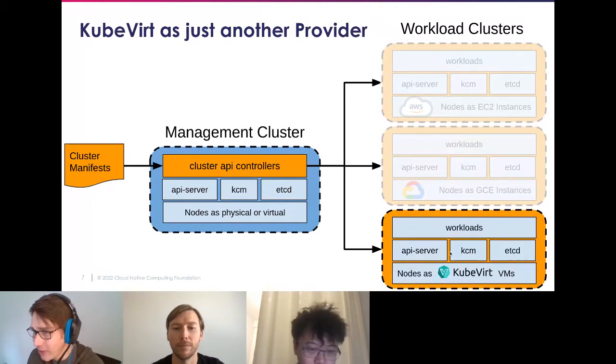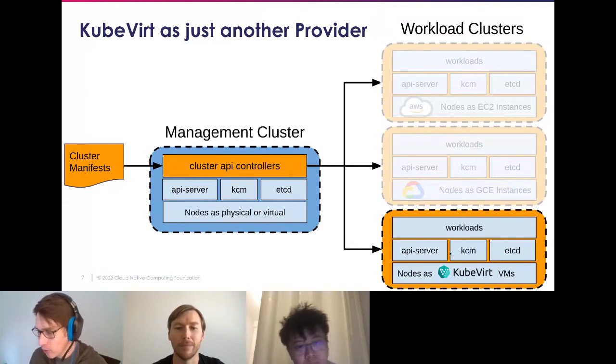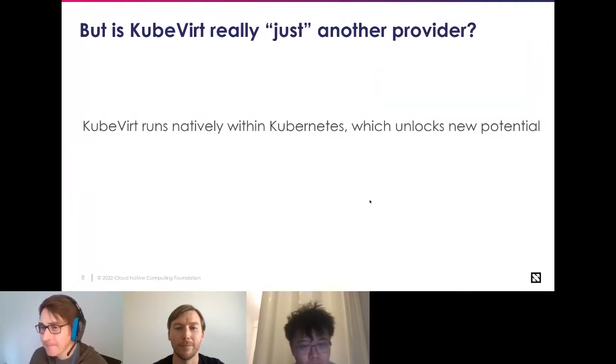However, that said, Kubevirt's also a little bit unique as well, because unlike AWS and GCP and Azure, Kubevirt runs on Kubernetes. So that kind of unlocks some new potential for us. For example, we can run clusters within clusters.